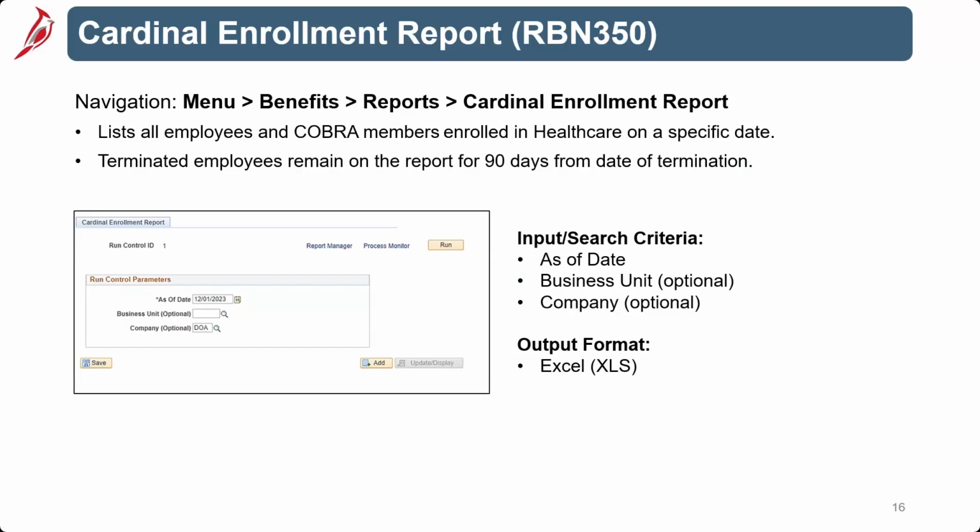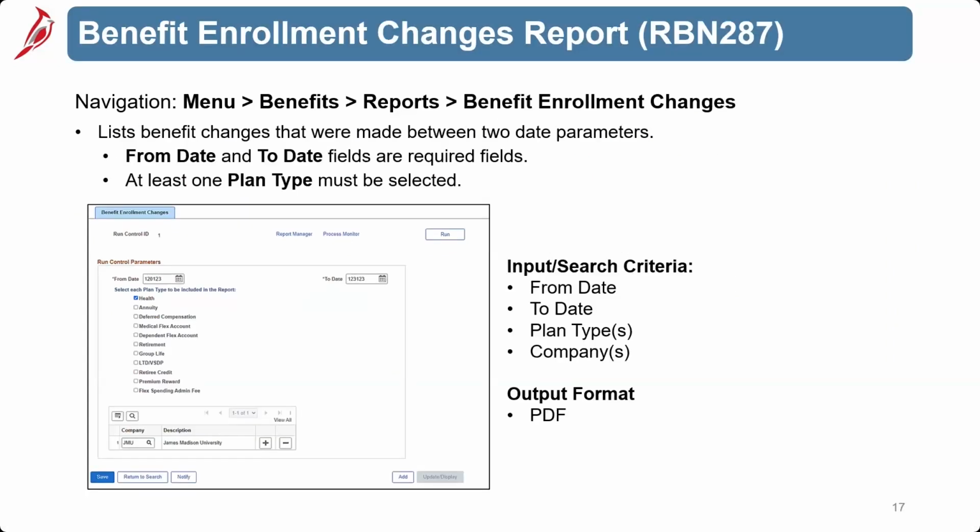The Cardinal Enrollment Report is exceptionally useful. It'll pull all employees on your report and anybody who was terminated within 90 days, and it'll list out all of their coverages and is available as an Excel output. The Enrollment Changes Report will allow you to run a window of time and anybody who had a change within that window of time.